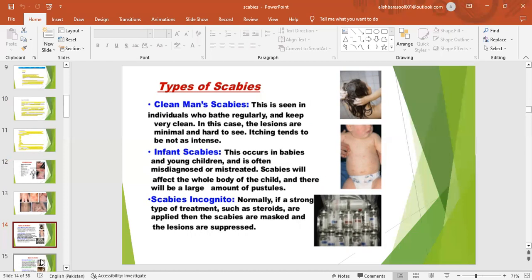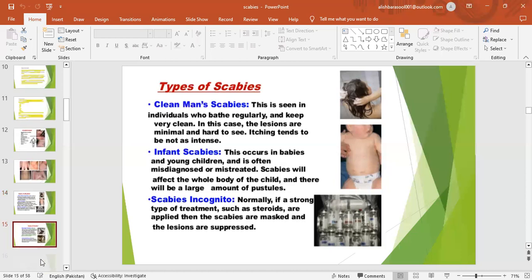Scabies incognito. Normally, if a strong type of treatment such as steroids is applied, then the scabies is masked and the lesions are suppressed.